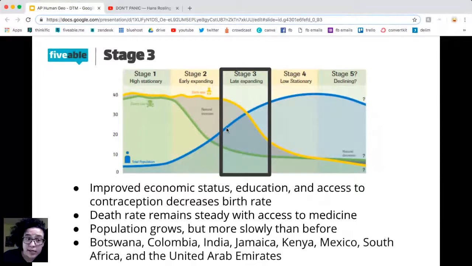And then remember, this doesn't include migration. Some of these countries have a lot of migrants coming in or out, and that can affect the population growth. But this is talking about just natural increase.